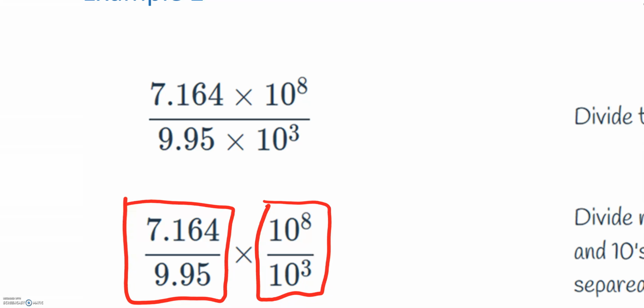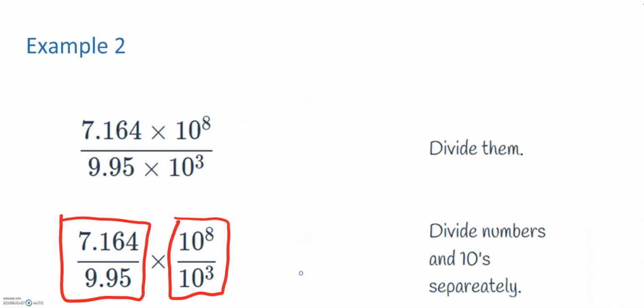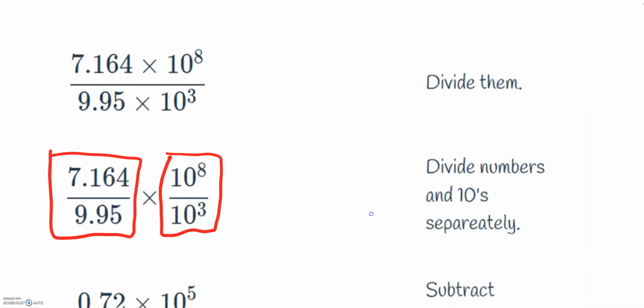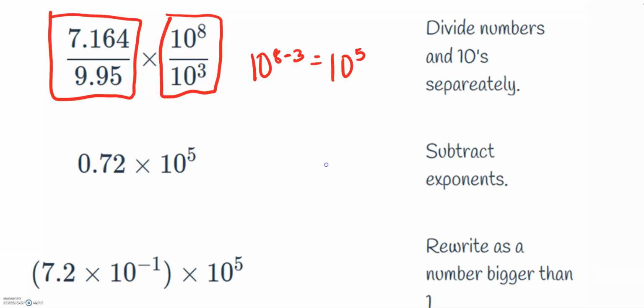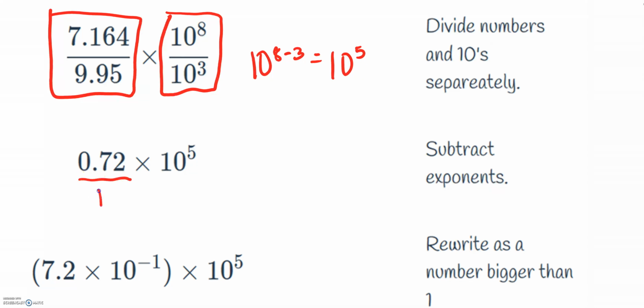So when I divide 7.164 by 9.95, I end up with 0.72. And when I divide 10 to the 8th by 10 to the 3rd, I subtract my exponents and end up with 10 to the 5th. So next, I need to change 0.72 into scientific notation. The way I do that is like we always do. I move my decimal over one place so that I have just the 7 in front of the decimal. And since it was a small number, less than 1, that one place shows up as a negative exponent.